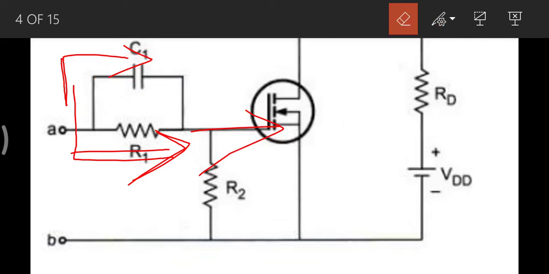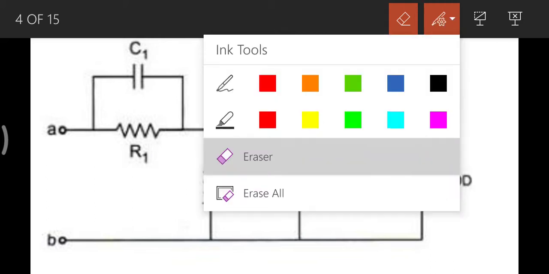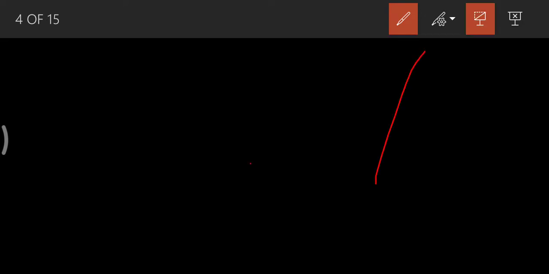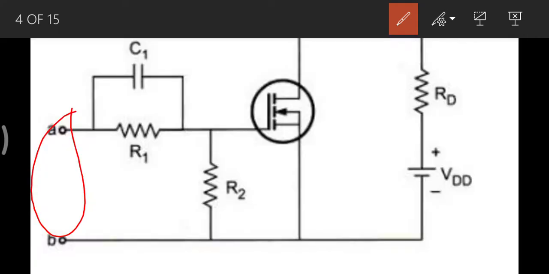So initially, because of the large current flowing through the capacitor, the MOSFET is turned on. How can we turn off this MOSFET? It means the voltage VAB is made 0. That means the voltage we applied initially at AB is removed.